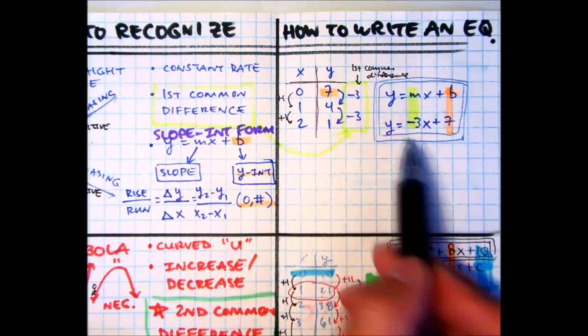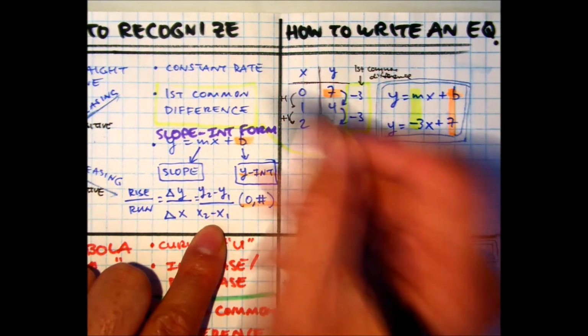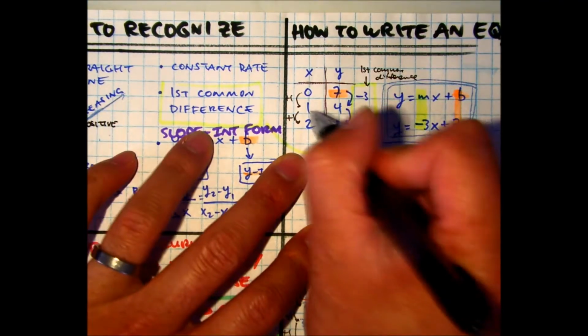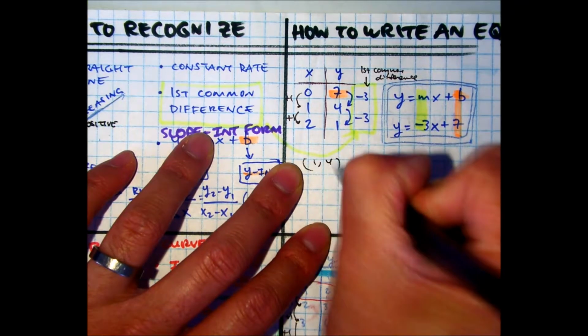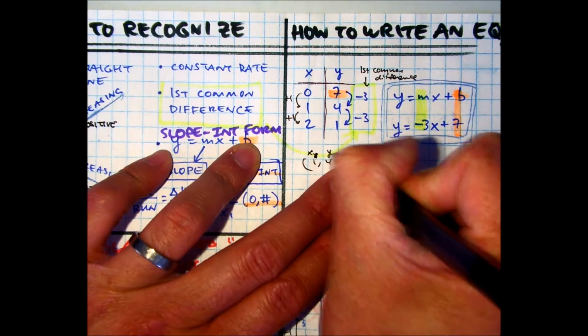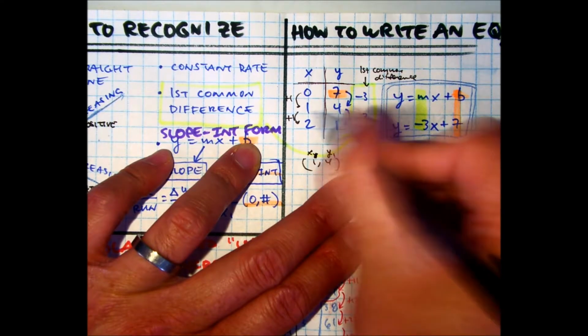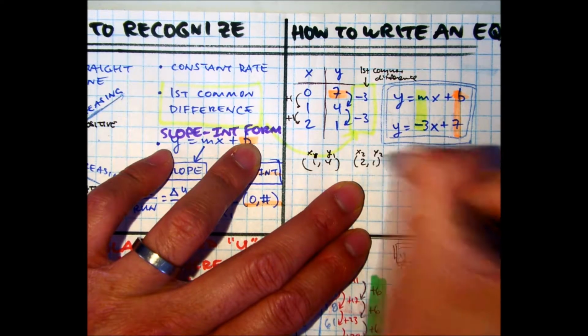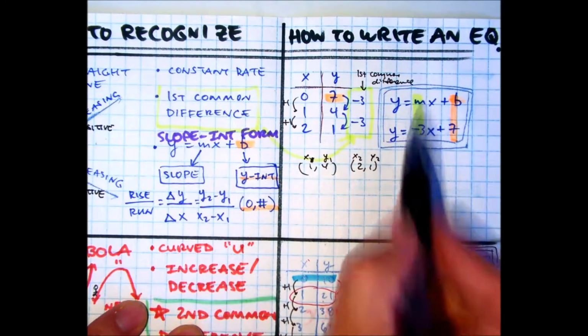And you can also find the slope by using this formula here and just calling each of these ordered pairs. Like for example, 1, 4. You can call that x1, y1. And then let's just say you pick a second ordered pair, 2, 1. That can be x2, y2. And you'll put it in there and you'll get also negative 3.